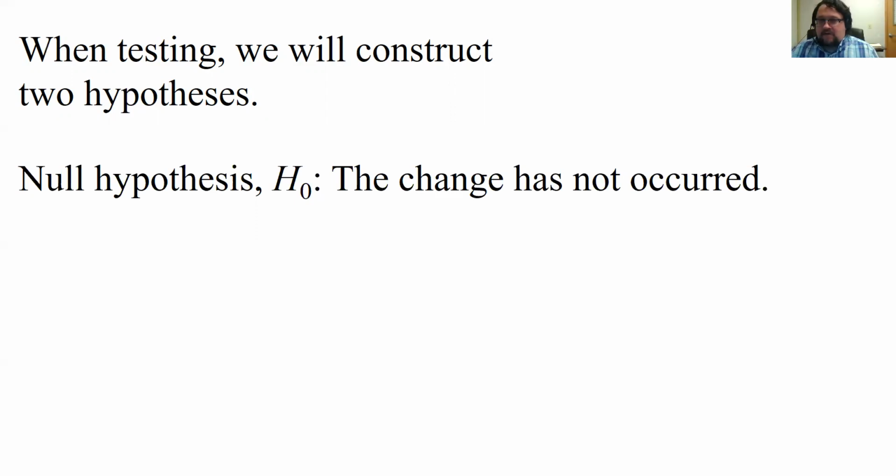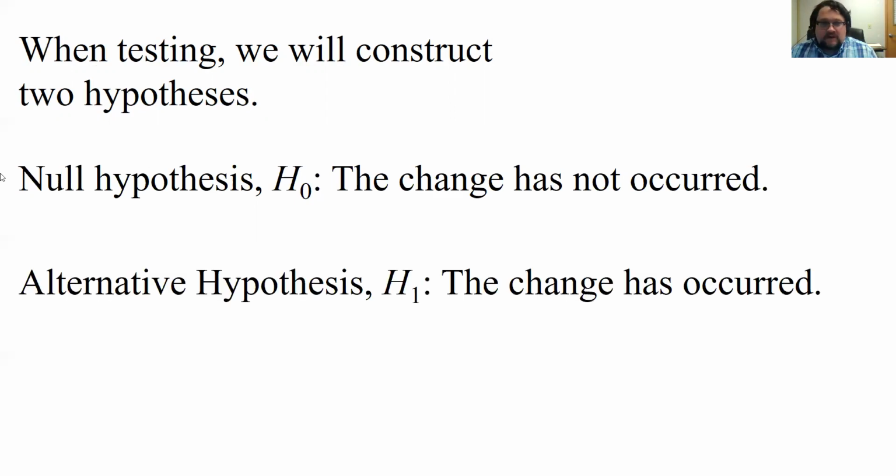The key here is the null hypothesis is always going to include an equals. It's always going to be the default, the status quo choice. And then the alternative is going to be that whatever kind of outcome we're looking for, whether it's a good outcome or a bad outcome, that has happened, that change we're looking at has occurred.